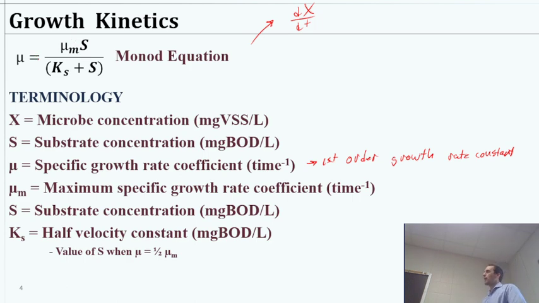So for a given bacteria or mixture of bacteria perhaps, we have a maximum specific growth rate that we could ever achieve if we give them everything they could ever want. If we gave them everything they could ever want, they would grow with some specific rate coefficient. That's this mu m, the maximum specific. So that's when they're super happy bacteria, right? Technical terms here, super happy microbes. All the food they could ever want. Then we have S. I mentioned that earlier. S is our substrate concentration. That's the food.